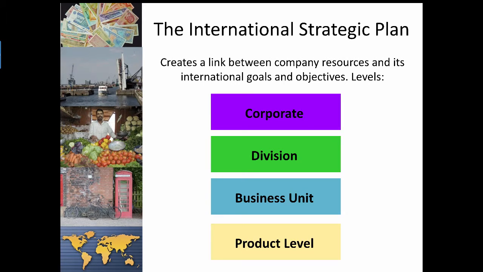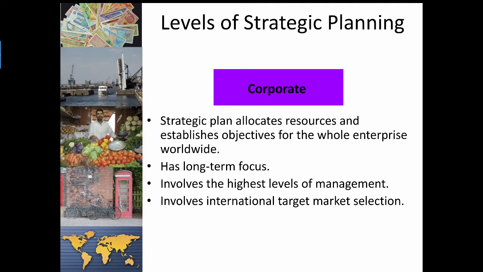First, I want to point out that typically corporations will have international strategic plans. What they're doing is creating links between company resources and the international goals and objectives that they have. Planning takes place at the corporate, division, business unit, and product level.